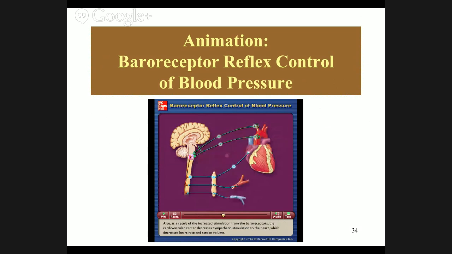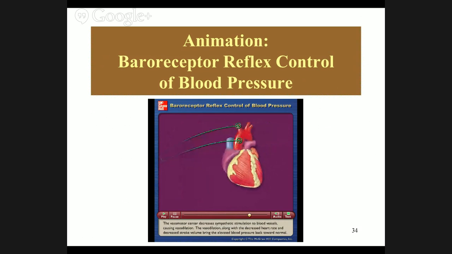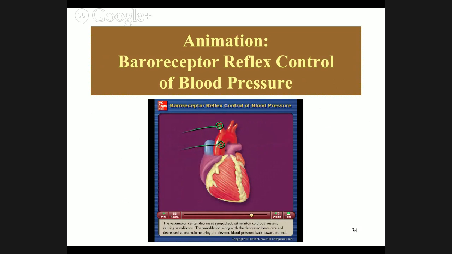Also, as a result of the increased stimulation from the baroreceptors, the cardiovascular center decreases sympathetic stimulation to the heart, which decreases heart rate and stroke volume. The vasomotor center decreases sympathetic stimulation to blood vessels, causing vasodilation. The vasodilation, along with the decreased heart rate and decreased stroke volume, bring the elevated blood pressure back toward normal.